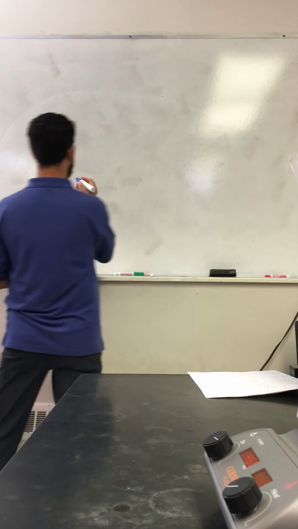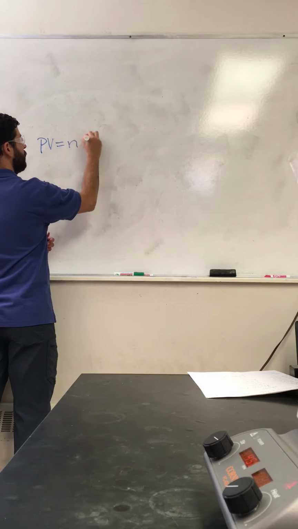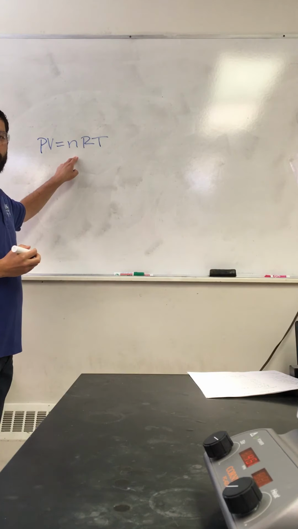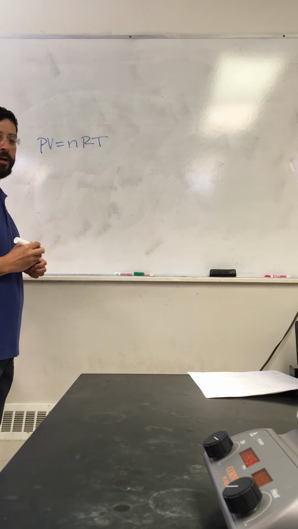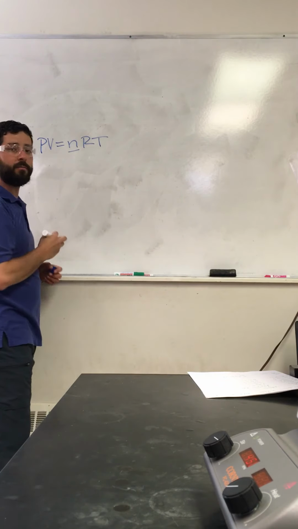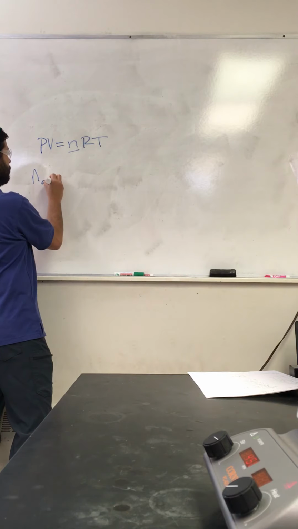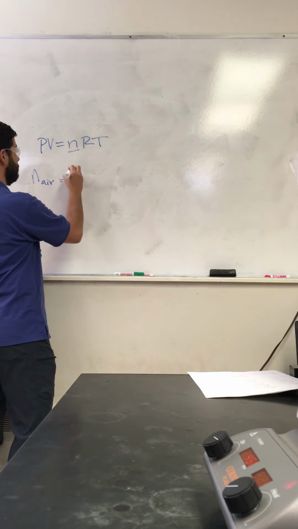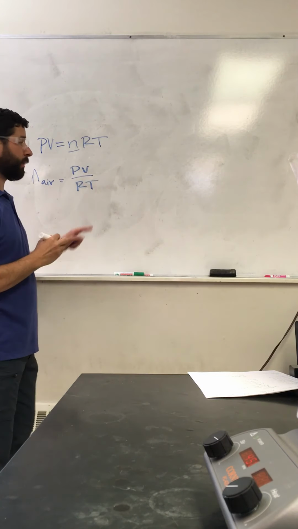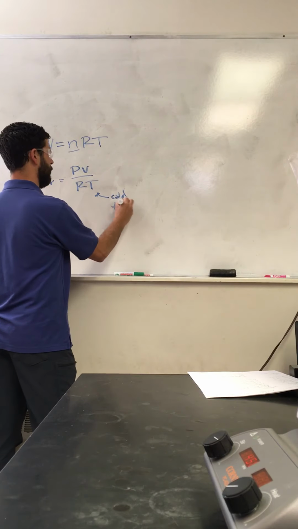Okay, so if you remember back from Gen Chem 1, Chem 1211, we had the ideal gas law. In the ideal gas law, we have pressure times volume equals number of moles times the gas constant times temperature. What we want to use that cold measurement for is to figure out the number of moles of dry air. So we're going to solve this for the number of moles of dry air, and that's going to be PV over RT.